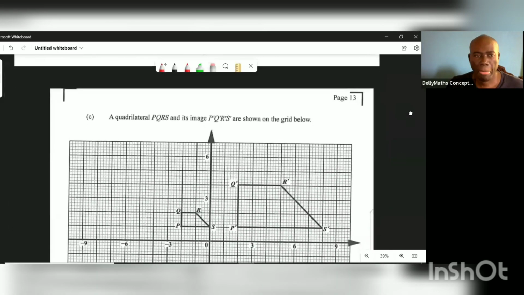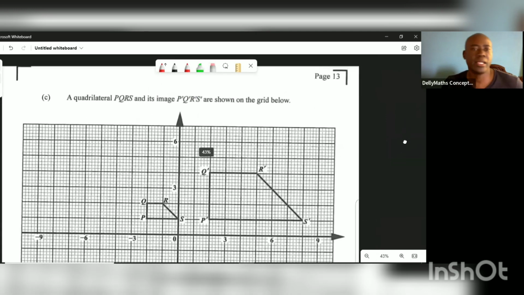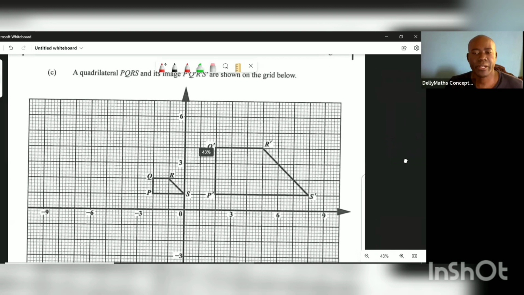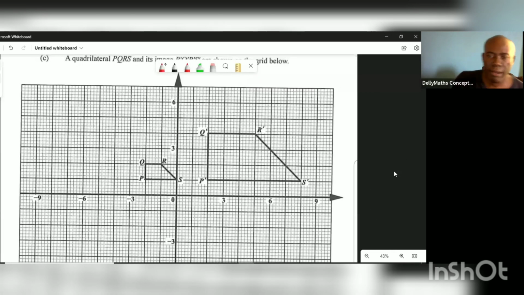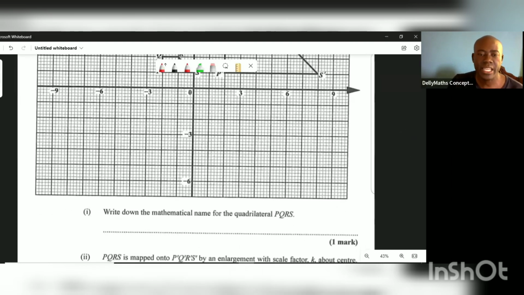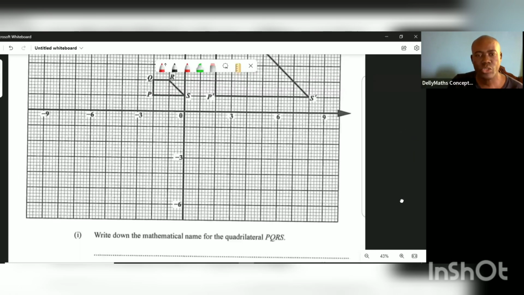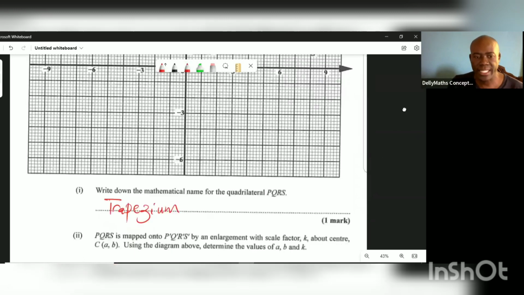There we go. So the C question says a quadrilateral PQRS and its image P prime, Q prime, R prime, S prime are shown on the grid. So we're looking at it in this image. So the object is the smaller one right now based on the question, and the bigger one is the image. It says write down the mathematical name for the quadrilateral PQRS. It's a trapezium. Some people call it a trapezoid. All right, so that quadrilateral is a trapezium.